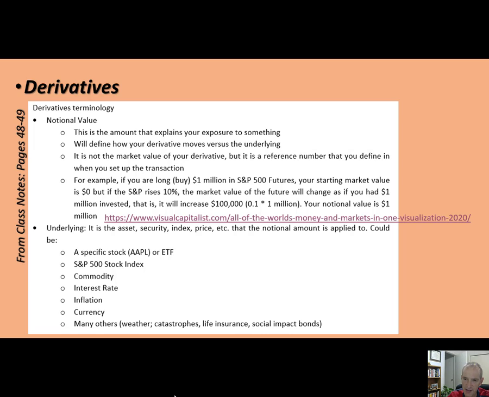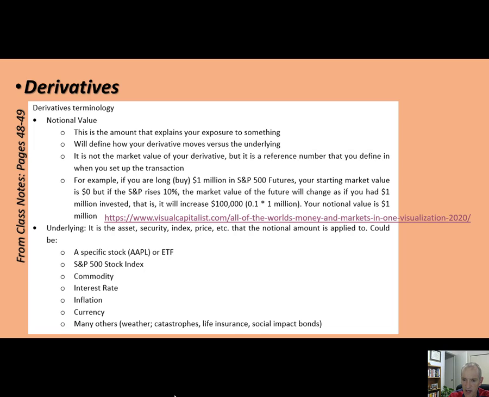So that's the notional amount. Now, notional amount or notional value. What is the underlying? The underlying is what that notional amount applies to. It's the underlying asset, security, index, price, whatever you're looking at. It could be oil prices, it could be Apple stock, it could be the S&P 500, it could be Treasury securities, whatever that is. That's what the notional amount is applied to.